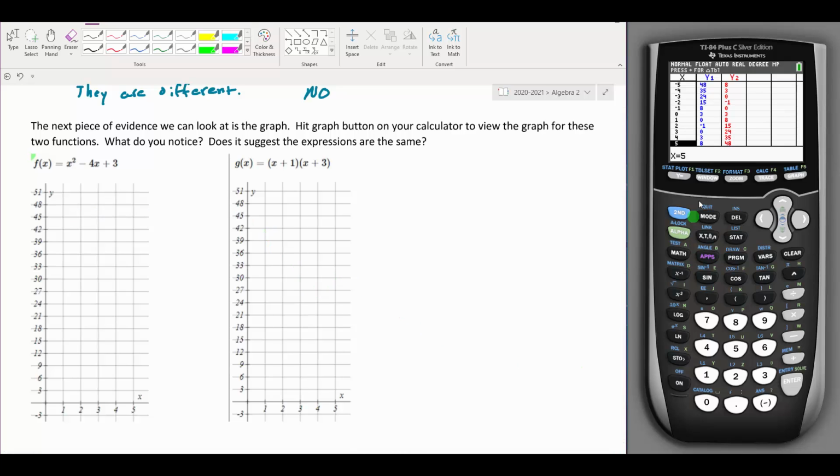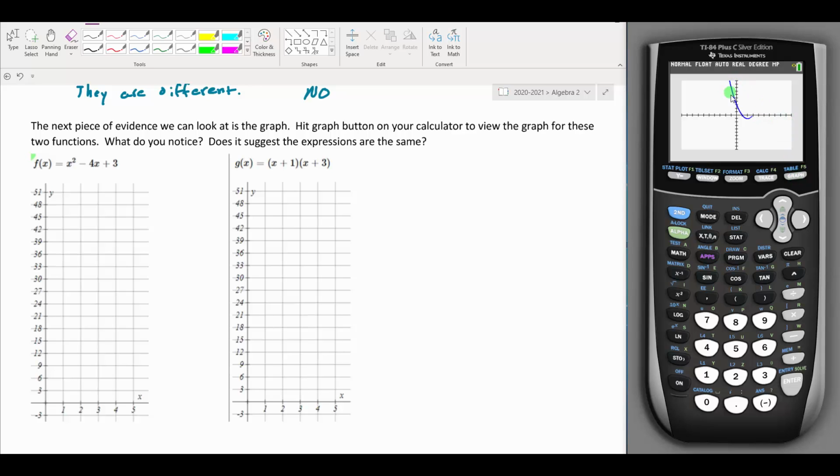Now, when we do this on our calculator, if they are the same, it's kind of hard to see sometimes, because what you'll get is one parabola that lays right down on top of the other parabola. But if they are different, you'll be able to see the two parabolas distinctly on the graph. So I'm just going to hit the graph button, and let's see what we're getting here.